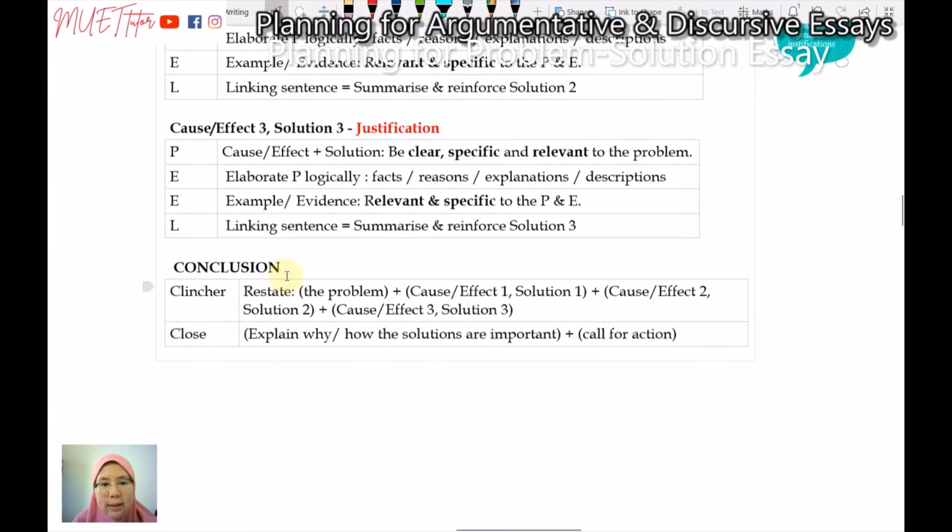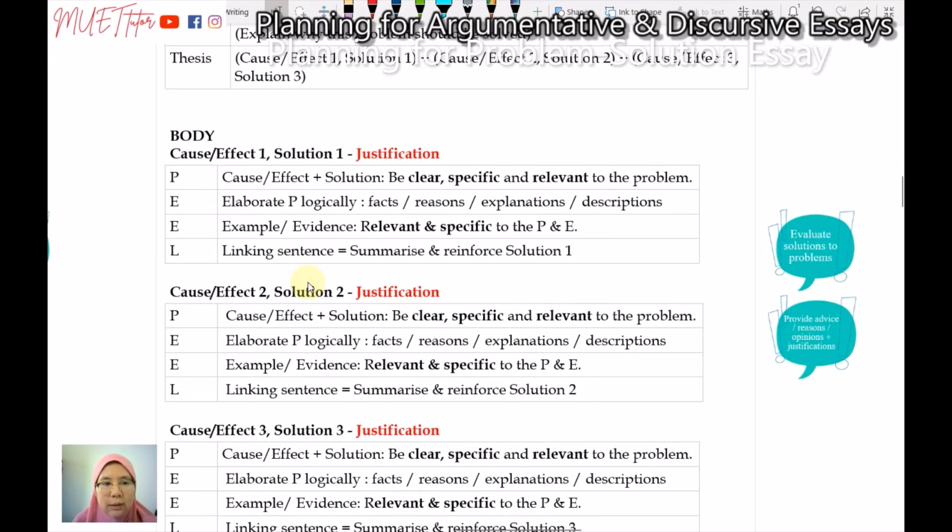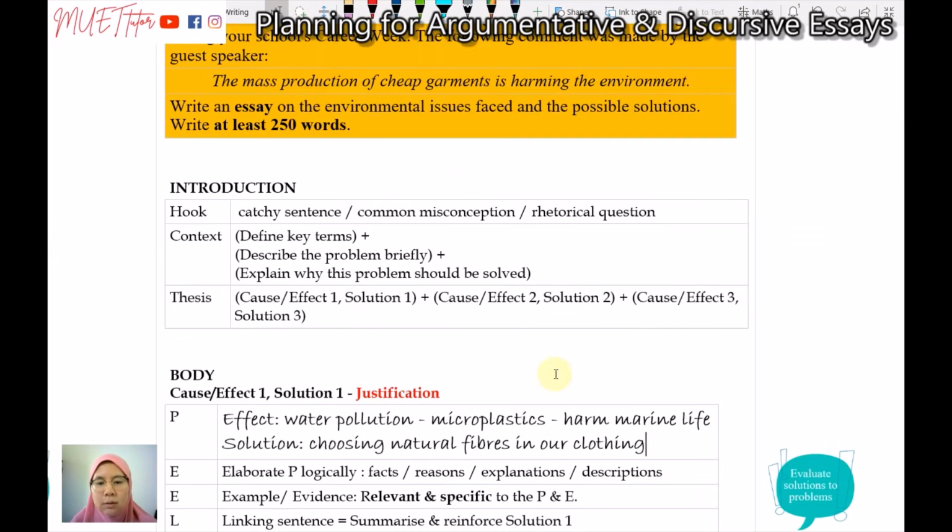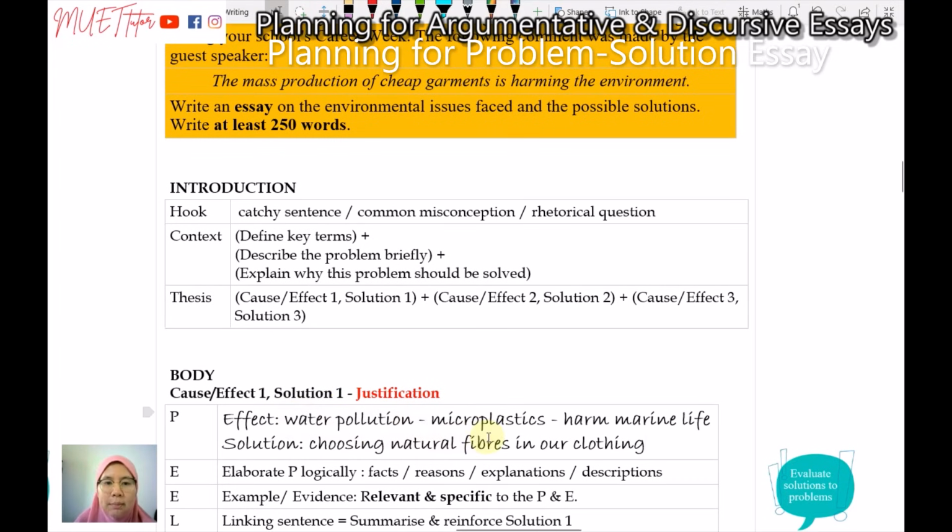Now let's try this out. I'll start with the body first. First paragraph, I can think of 1 effect. So the statement says the mass production of cheap garments is harming the environment. So for the effect, I can talk about water pollution, microplastics, and that harm marine life. And my solution is choosing natural fibers in our clothing.